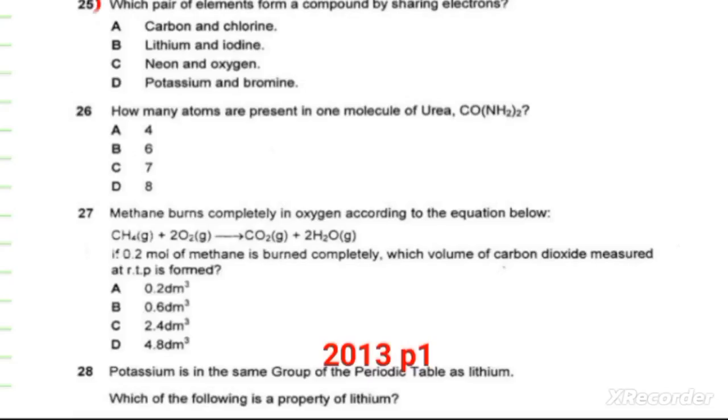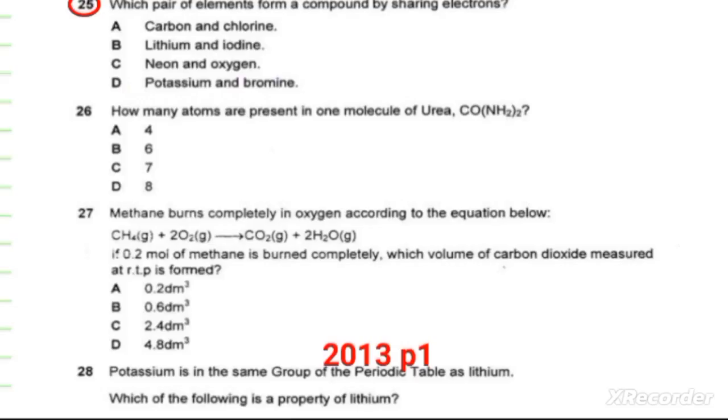This question is coming from 2013 past paper, question 25. Question 25 reads, which pair of elements form a compound by sharing electrons? A. Carbon and chlorine. B. Lithium and iodine. C. Neon and oxygen. D. Potassium and bromine.